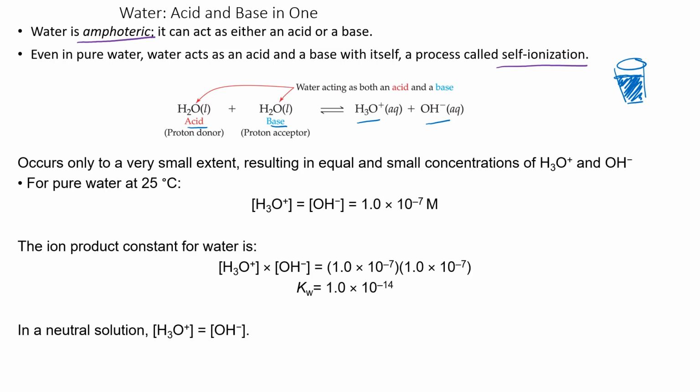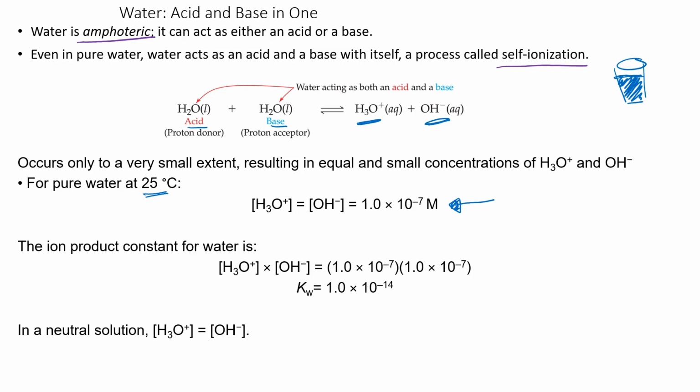The hydronium concentration would always be equal to the hydroxide concentration. And if they're equal, it would be pH neutral. So it would be a neutral solution. It wouldn't be acidic or basic. That's what water is. It's always neutral. And for pure water at 25 degrees Celsius, what we find is that each of those concentrations is 1 times 10 to the negative 7.